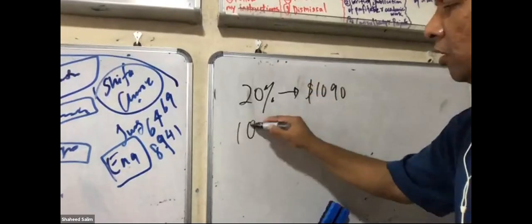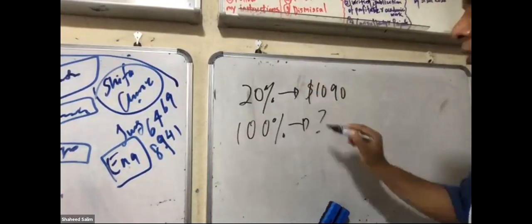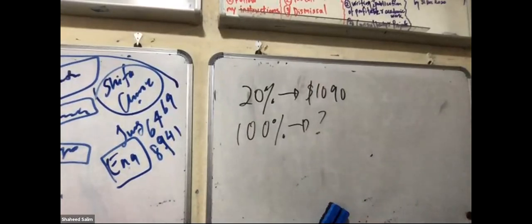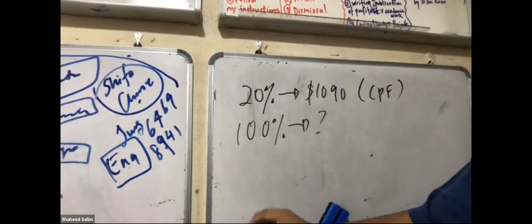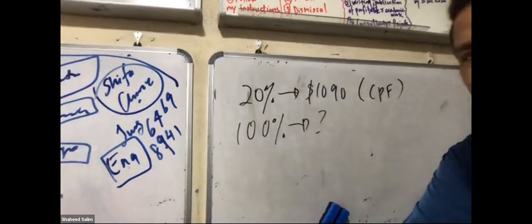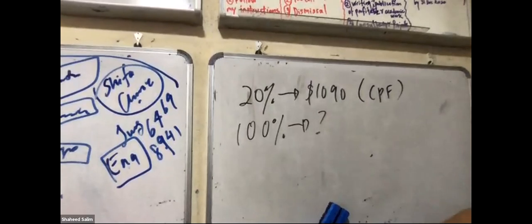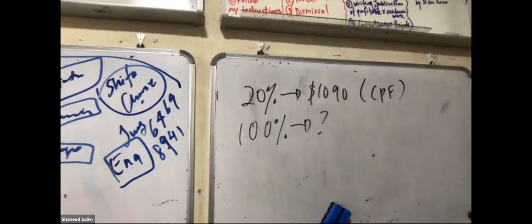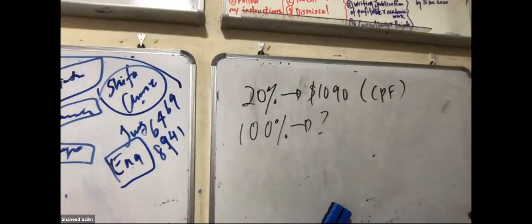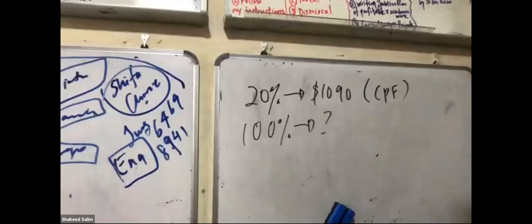So what is 100%? The 100% is his salary. How much is it? Find out lah. You must understand this concept. This 20% is going to CPF. What is 100%? You have to be able to find out. Can do, right? It is 5450. Congratulations.